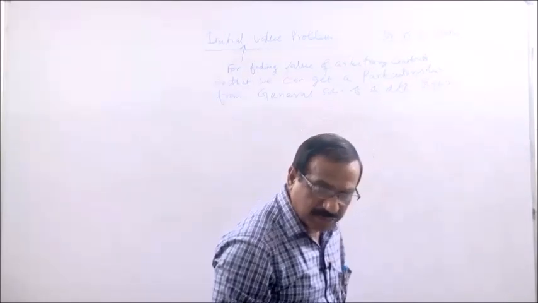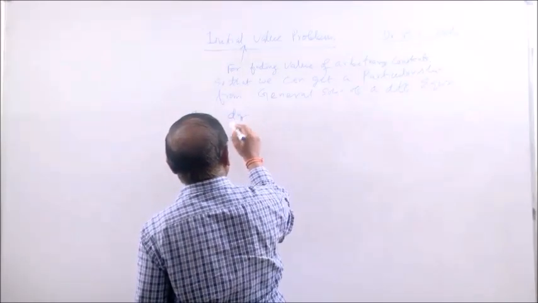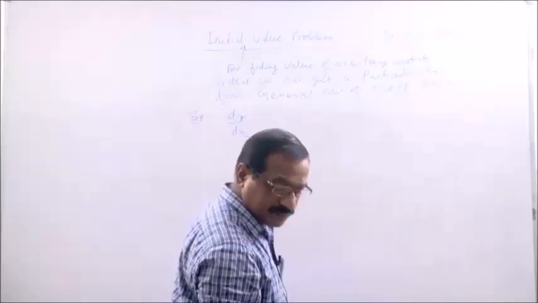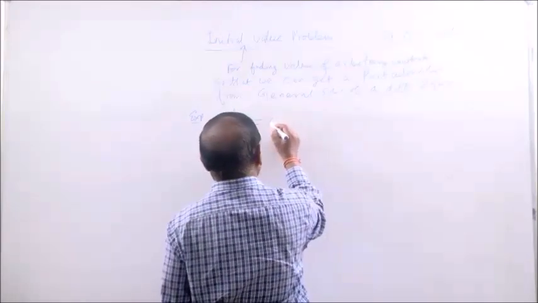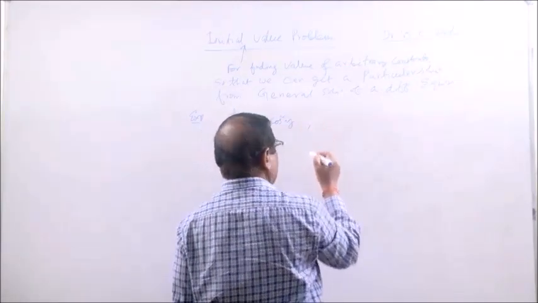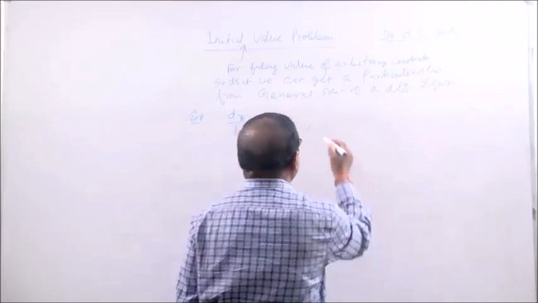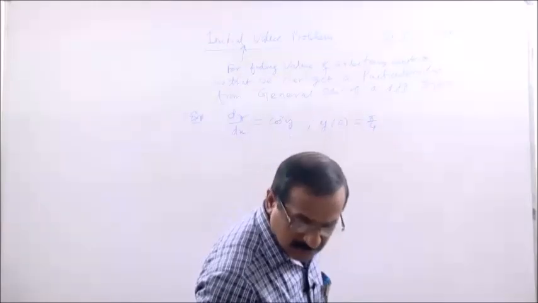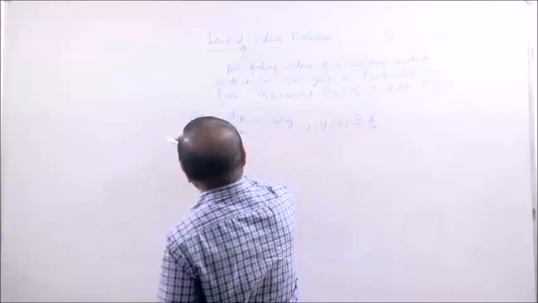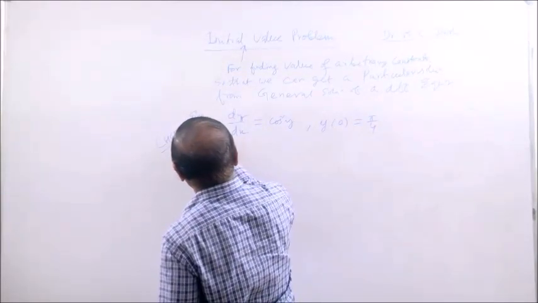Let us take an example, that is dy by dx is equal to cos square y, y(0) is equal to pi by 4. Yes, this is a CHSC exam question, CHSC question 2004.